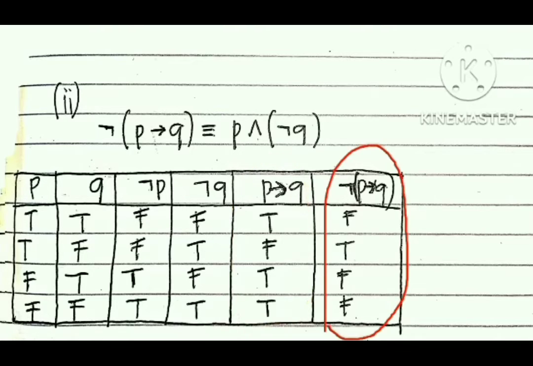In the last column, the negation of P implies Q, we base it on the fifth column, the P implies Q. Since the last column is negation, I am going to interchange the values of P implies Q. As we can see in the table, in the fifth column, P implies Q, if it is true, then in negation it will become false. If it is false, then it will become true.